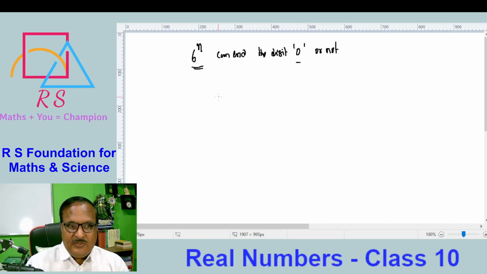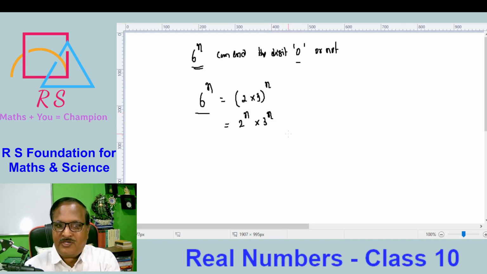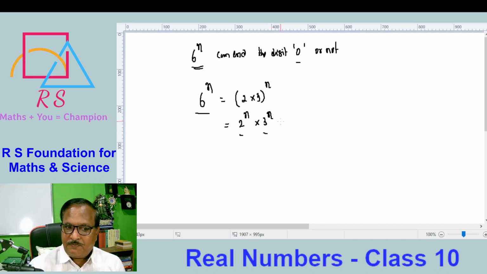Okay, so let us take 6 to the power of n. Because 6 is a composite number, let us write (2 into 3) whole to the power of n. So then 2 to the power of n into 3 to the power of n. That means we have converted 6 to the power of n into a product of prime factors. Then it depends on n, what will be the end digit? 0 will come when 5 is a factor.